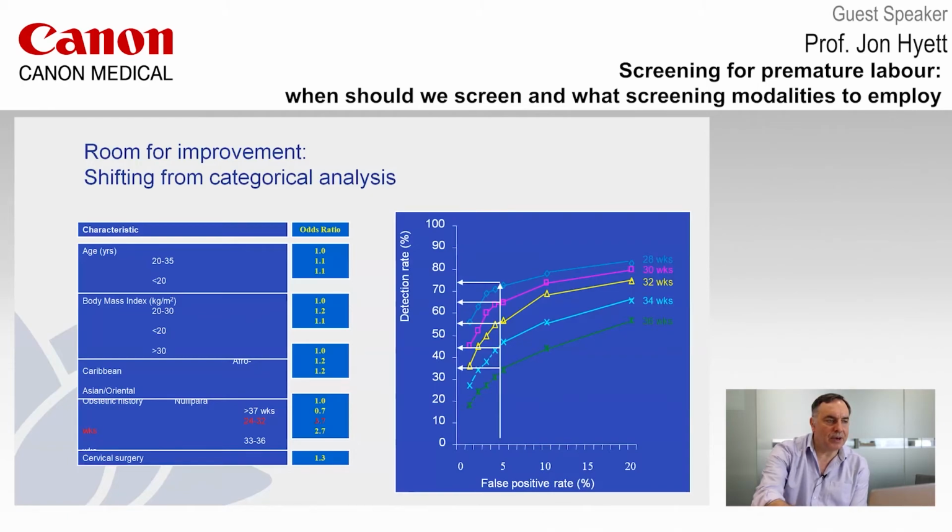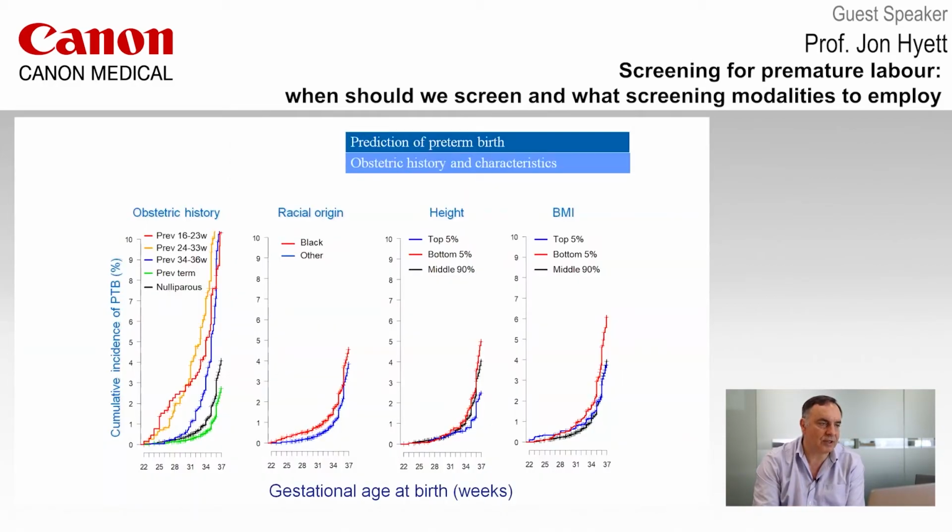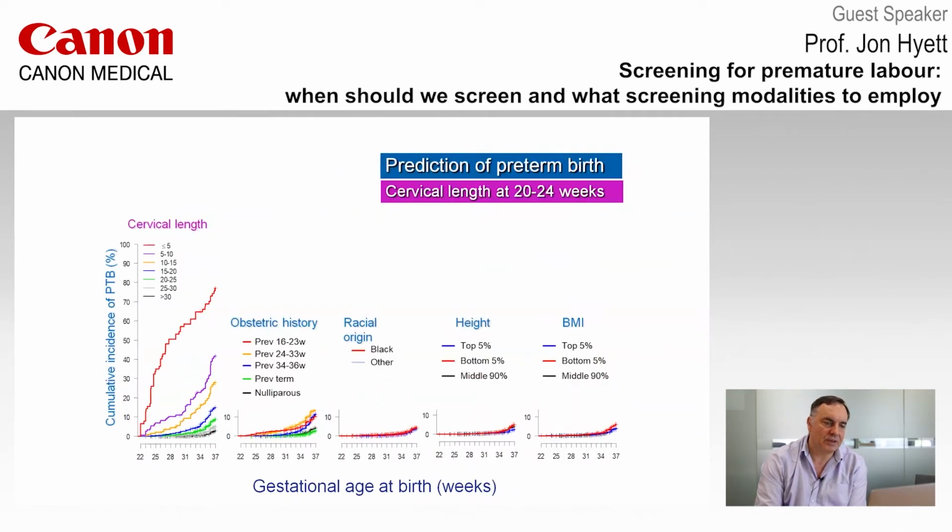So where should we be going next? Well, we know that preterm birth can be predicted using a number of different factors. If I just show you those graphically, you can see that obstetric history is important, but if I make a comparison between those traditional risk factors and cervical length, you can see how much more significant cervical length is.